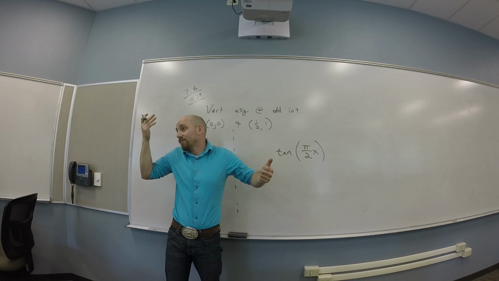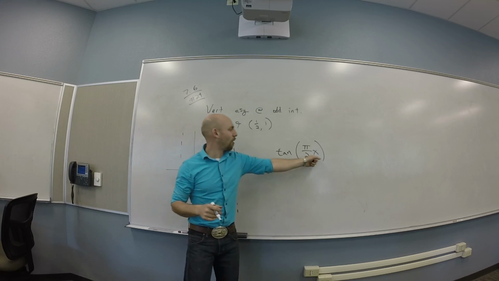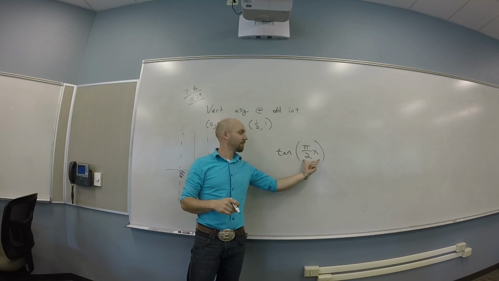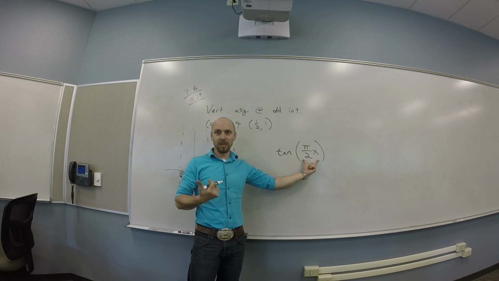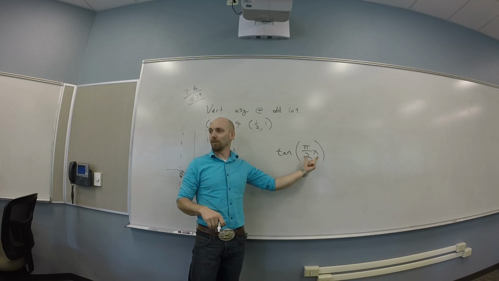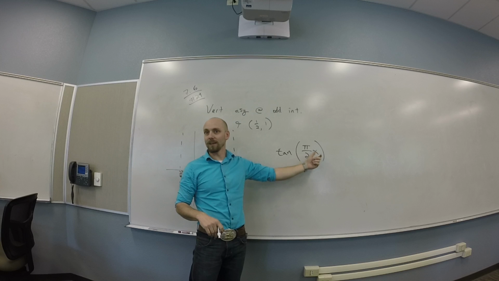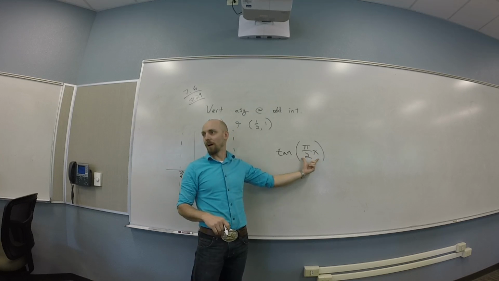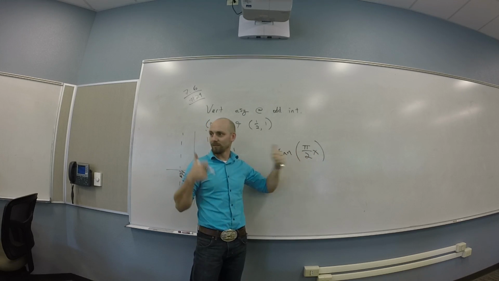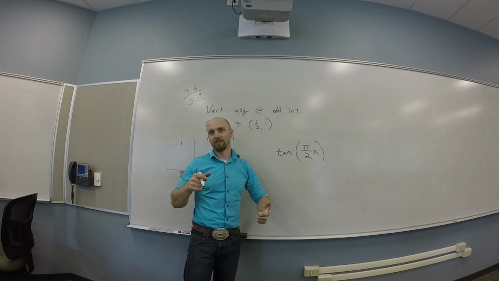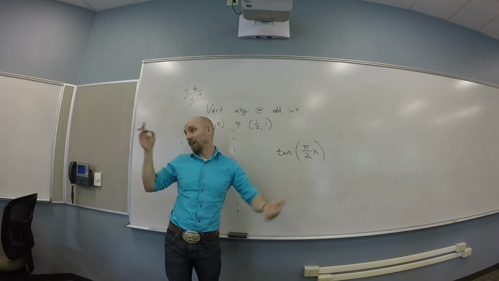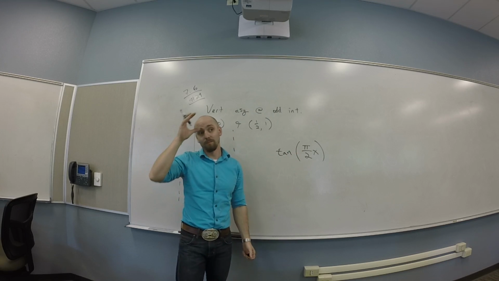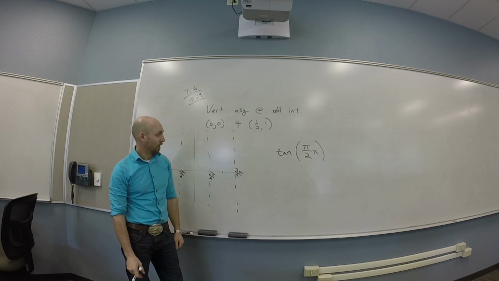Let me just check, right? What happens if I put 1 in here? I get tangent of pi over 2. That's an asymptote. What happens if I put 3 in here for x? I get tangent of 3 pi over 2. That's another asymptote. Cool. So try a couple, I guess, would be maybe the best approach.